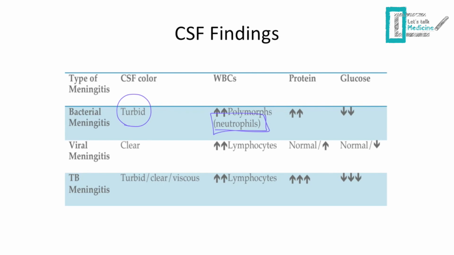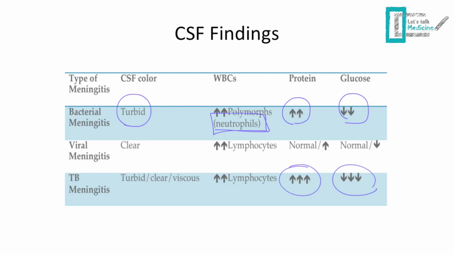Another thing is that the protein is going to be raised in most of the types of bacterial meningitis because of the vasodilation and increased vascular permeability. That's why you will have leakage of the proteins, specifically in the bacterial and TB meningitis. Finally, we have the glucose. Bacteria usually use glucose as a source of energy. That's why it's decreased in the bacterial and TB meningitis. In viral, it's not that much of a decreased glucose, and sometimes it can be in the normal ranges.